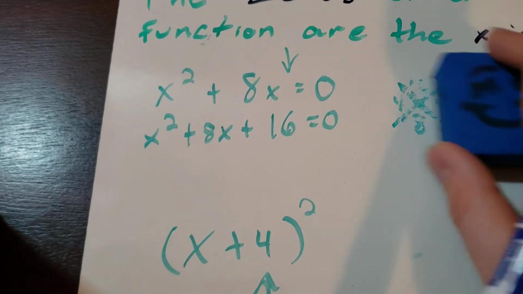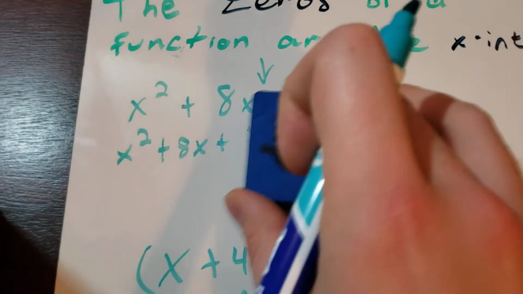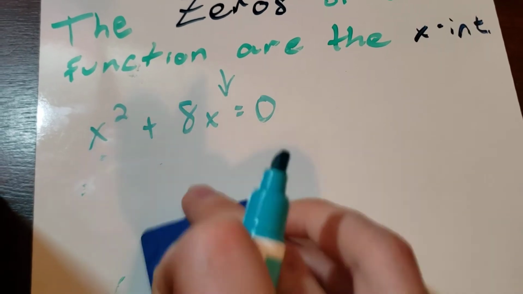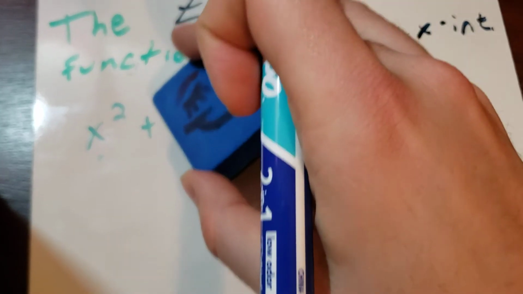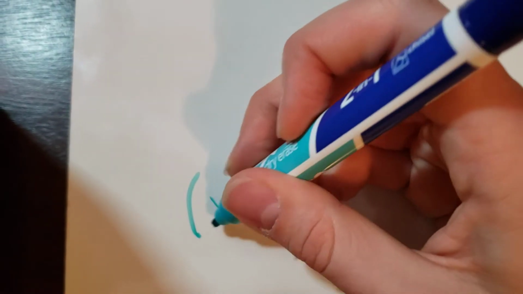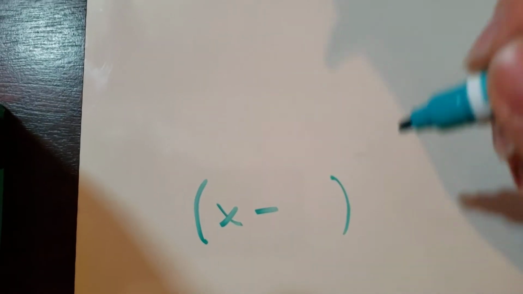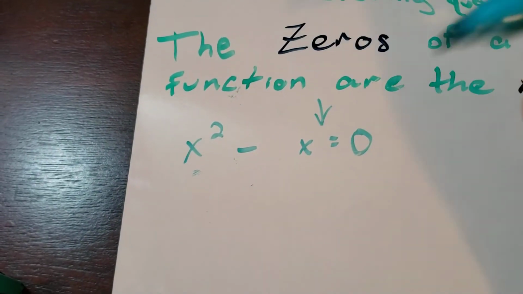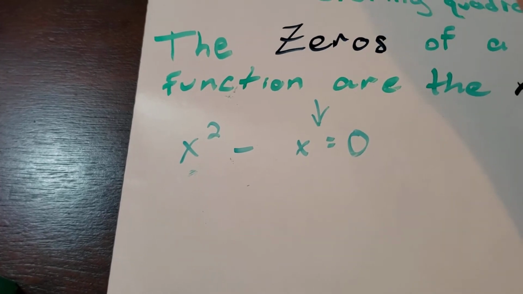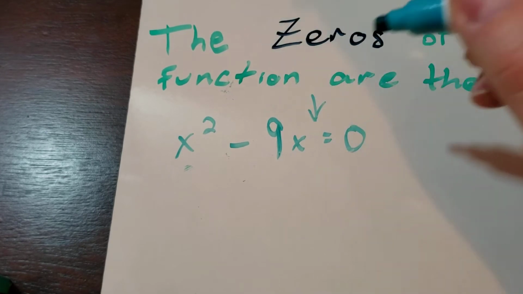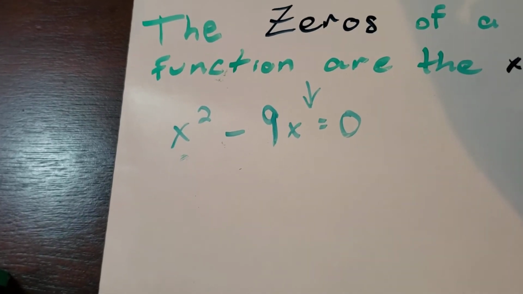I got a couple others up my sleeve. Let's do a subtraction one just so you guys can see that I'm not crazy. And already, I know this is going to be x minus. So let's say x squared minus 9x. Okay, so now it's an odd number, so it's not going to be super pretty.